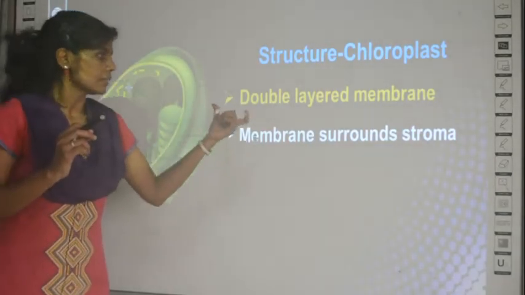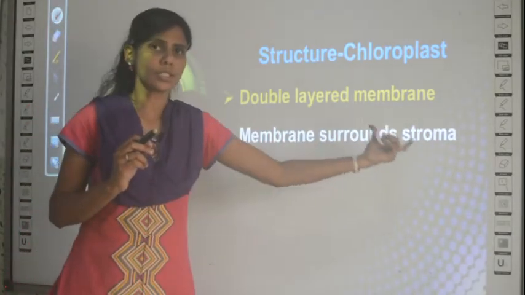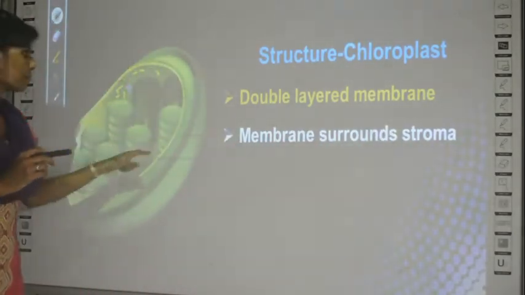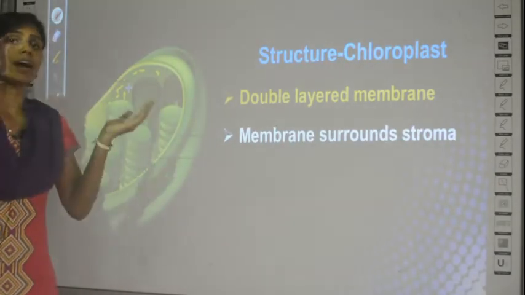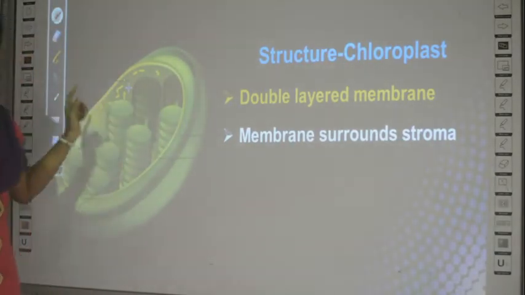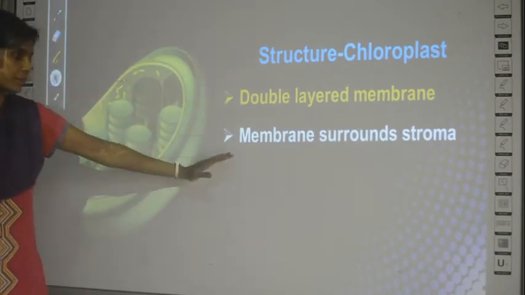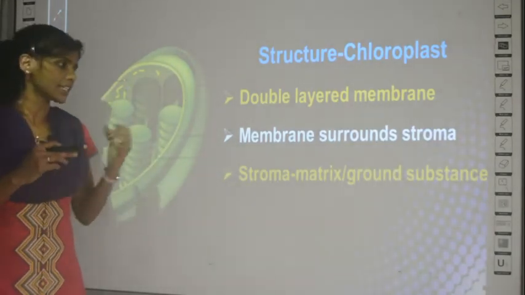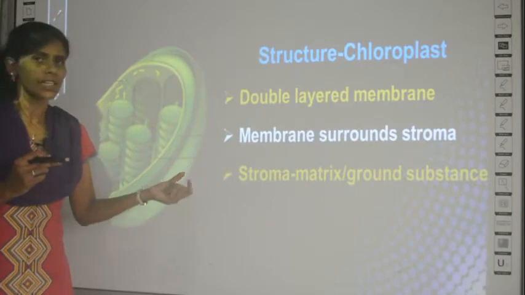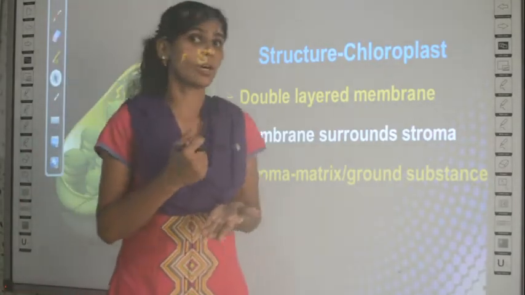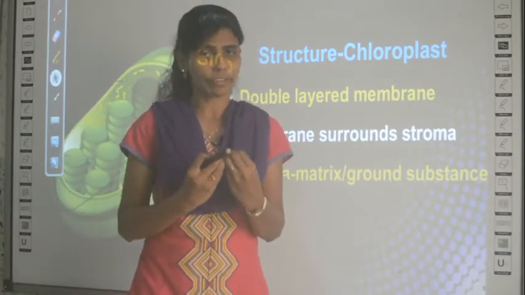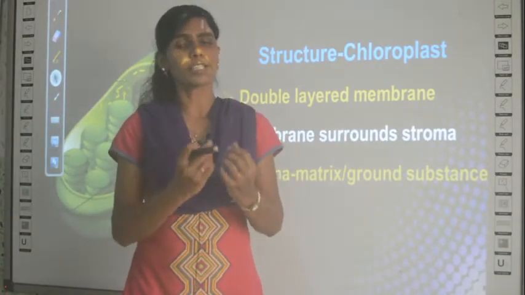So the membrane surrounds the stroma, which means this membrane covers or surrounds. It is the covering of the stroma. That is what is meant. Then the stroma or the matrix is the ground substance. What is ground? Ground does not mean grinding. This ground refers to the base of the chloroplast.